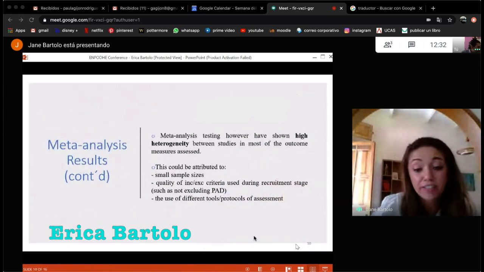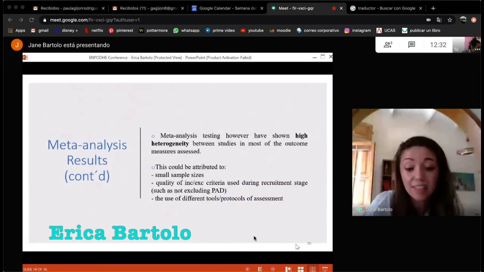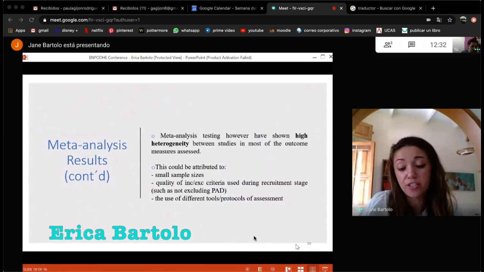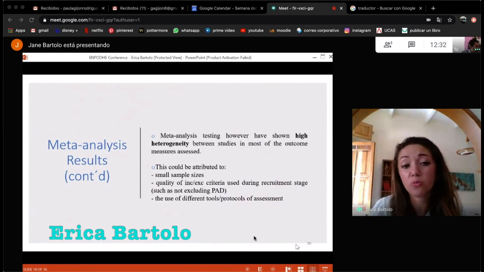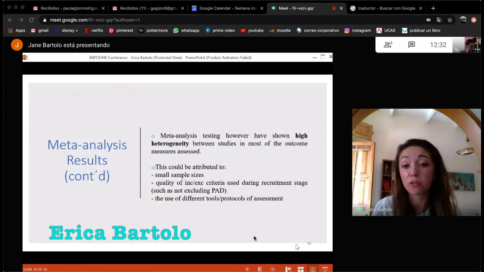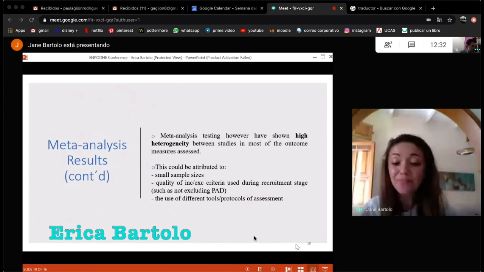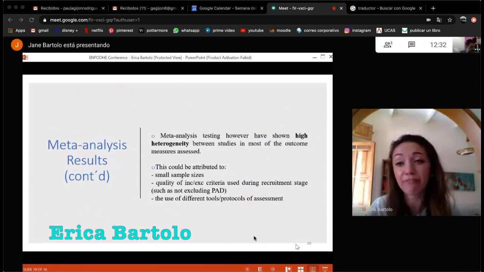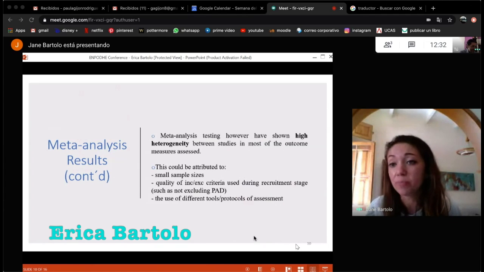However, high heterogeneity was found between studies in most of the outcome measures assessed. This could be due to their small sample sizes, the quality of addressing certain confounding variables, and also the use of different tools and protocols used during data collection, which might have affected repeatability, as mentioned by Fernanda's stories, in fact. If you use different tools and protocols, it would affect repeatability.